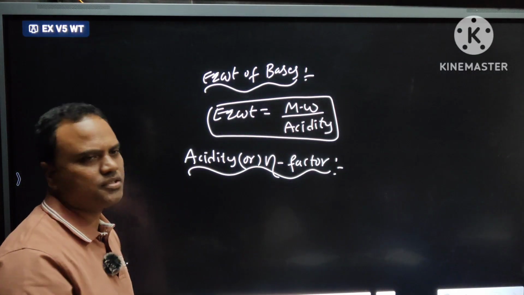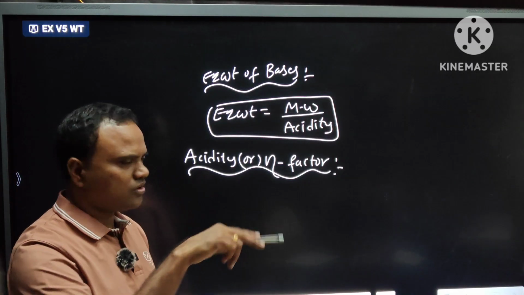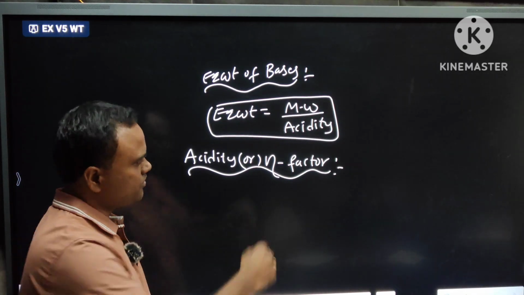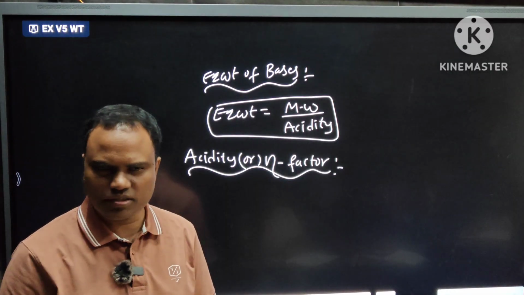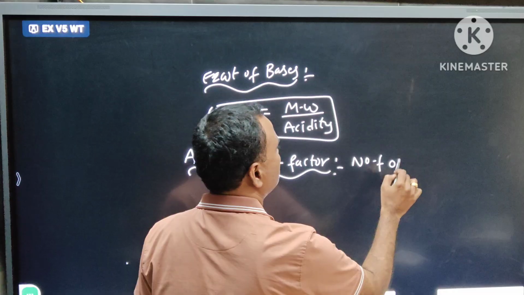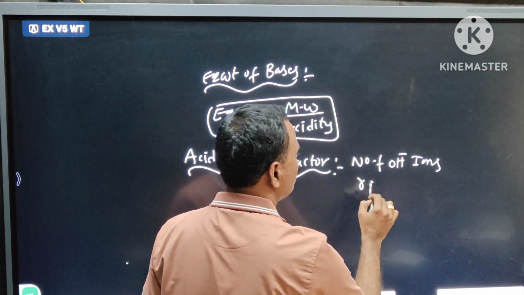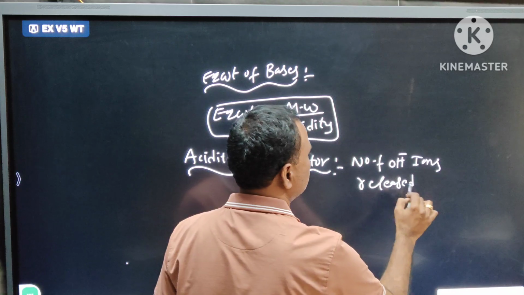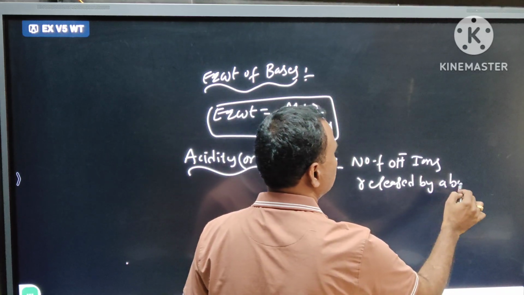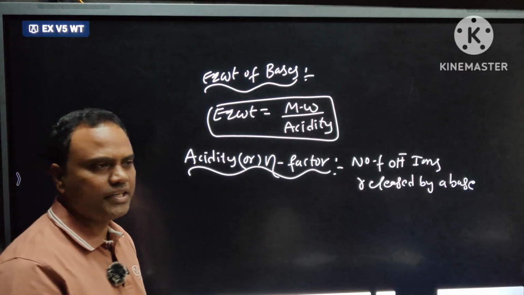For acids, we used the same symbol, N. For bases also we are using the same symbol. Clear? Acidity is the number of OH minus ions released. Number of OH minus ions released by a base is called as acidity.